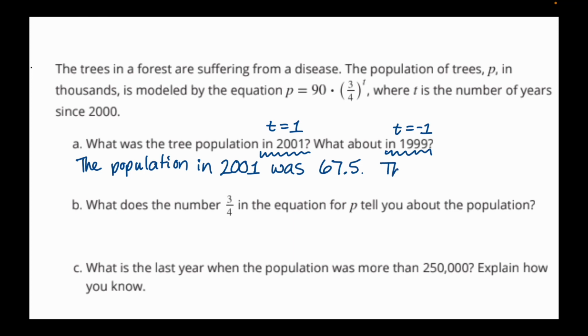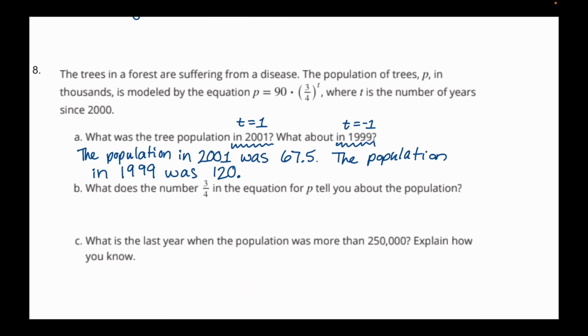And we can say now the population in 1999 was, and I am going to go back to my calculator and input here a -1 as my exponent, and this gives me 120, which would make sense because that is bigger than 90. So if we're going backwards, we should be growing, because going forwards, this tree population in this forest is shrinking.